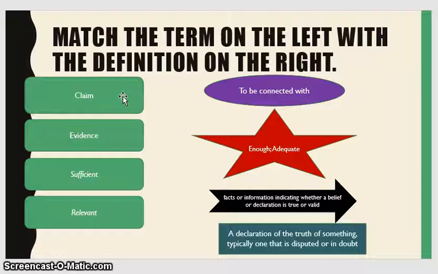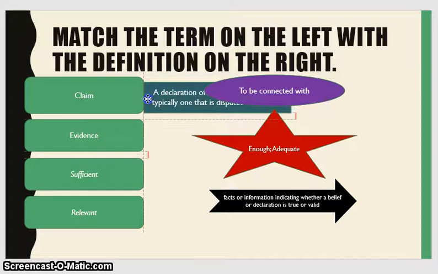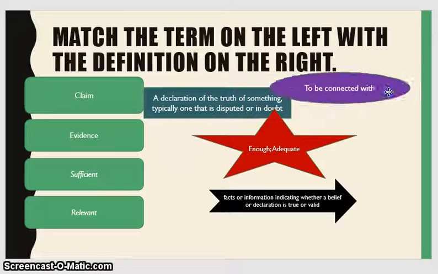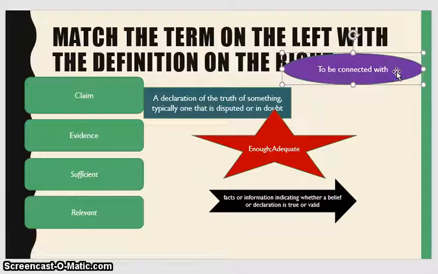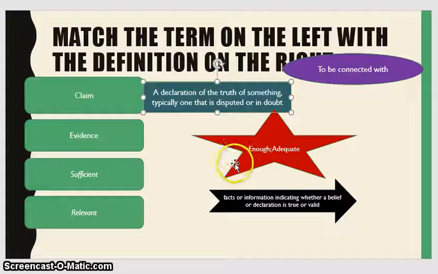So the idea of what a claim is. What is a claim? It is a declaration of the truth. I'm sorry, you can't see that very well. A declaration of the truth of something, typically one that is disputed or in doubt. So if my claim, and I'll give you my example later, I'm going to write a speech about the idea that health food should be cheaper and more accessible. So that's my claim.